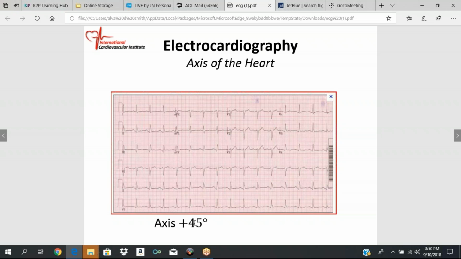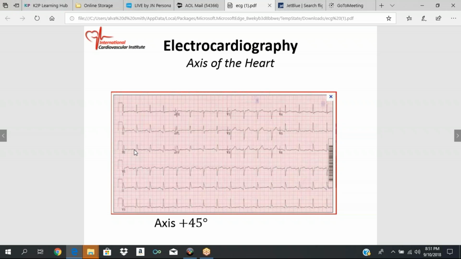You can work it out and get it even a little bit more accurate, but we're not going to do that today. If you give them an axis which is within 15 degrees, that's close enough. So the most isoelectric is AVL. Perpendicular to AVL is lead 2. Lead 2 subtends an angle of plus 60. So the axis is plus 60.